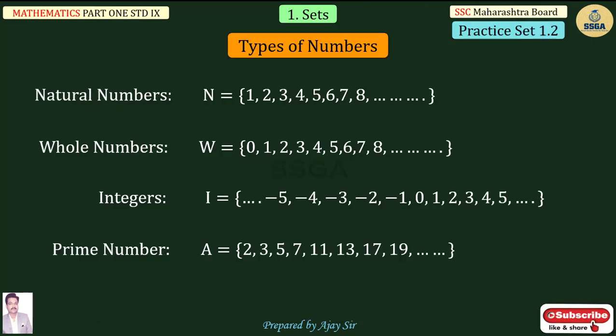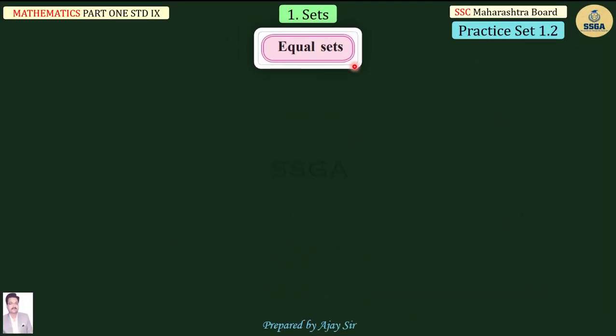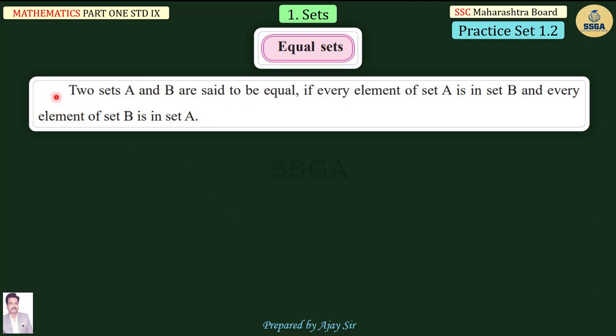Now let us discuss the next point, equal set. So which sets are called equal sets? If any 2 sets are given, and the elements of set A are present in set B and the elements of set B are also present in set A, then it's called an equal set. Means 2 sets A and B are said to be equal if every element of set A is in set B and every element of set B is in set A. Means all the elements of set A are present in set B and all the elements of set B are present in set A. So then it's called an equal set, means all elements are identical or equal, same.